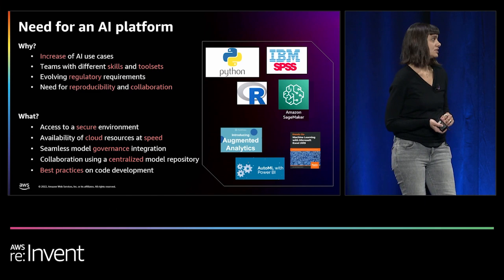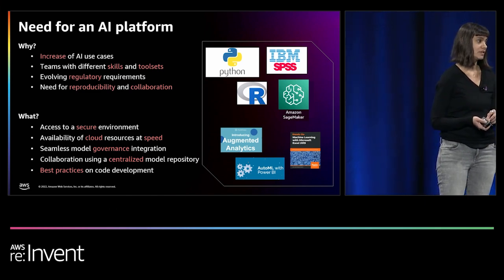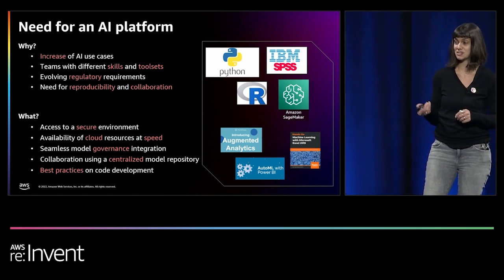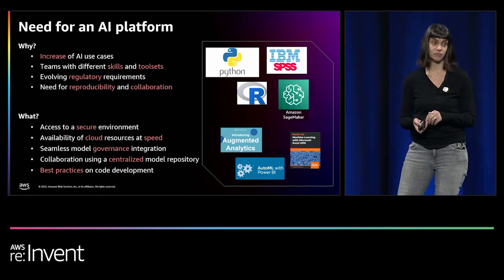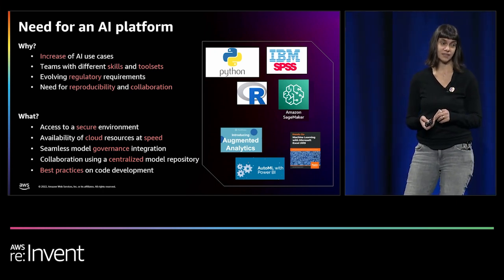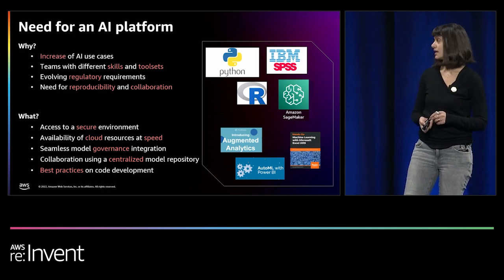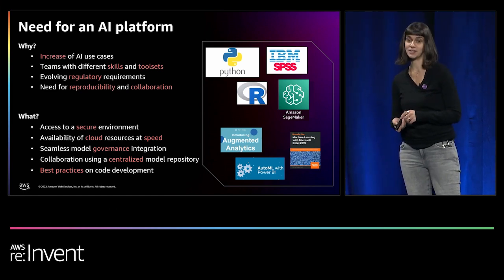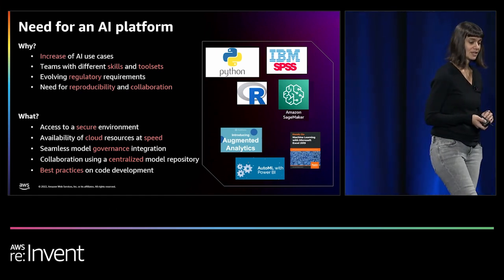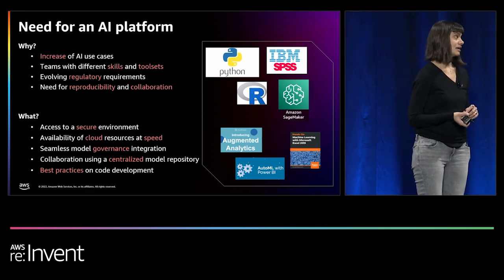And more recently, we're seeing evolving regulatory requirements. I think Kimberly recently just touched on explainability, something that we see really coming up in the needs of our products and the needs of what we need to provide as a company. And naturally, we need to be able to reproduce our AI, and we need to be able to collaborate across the work that we do. But how do we establish that?